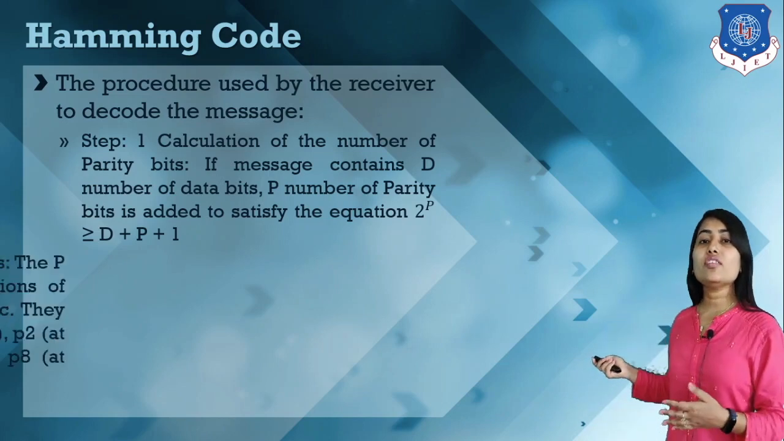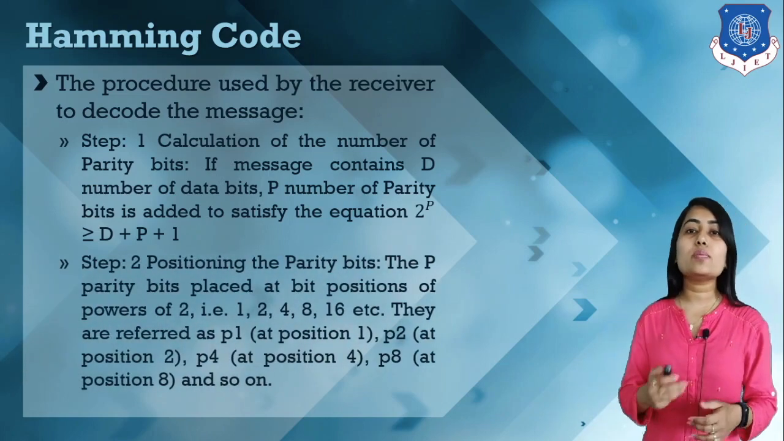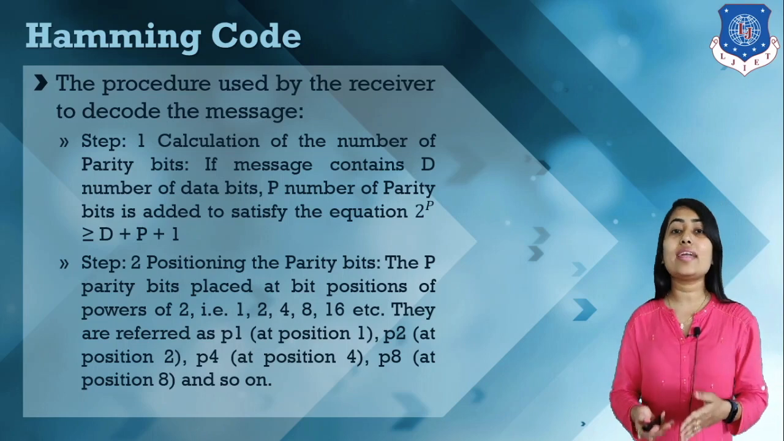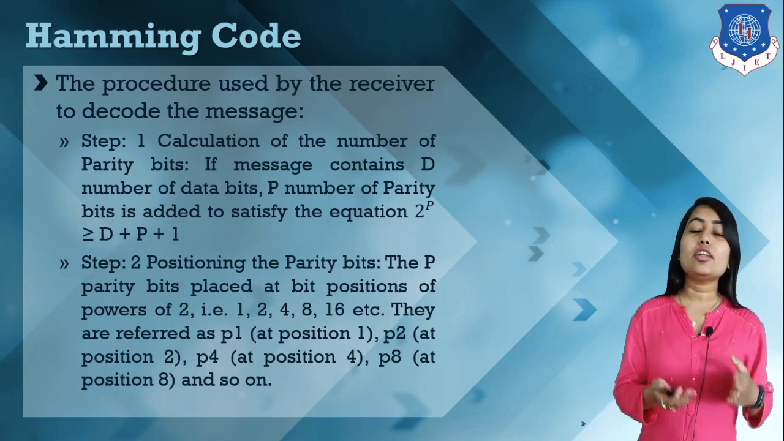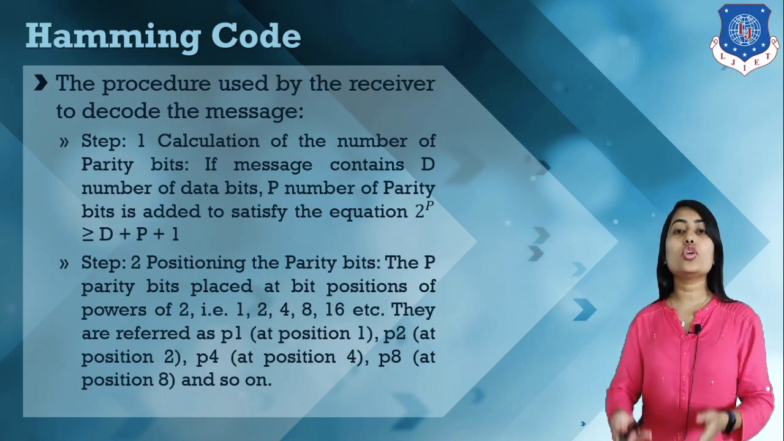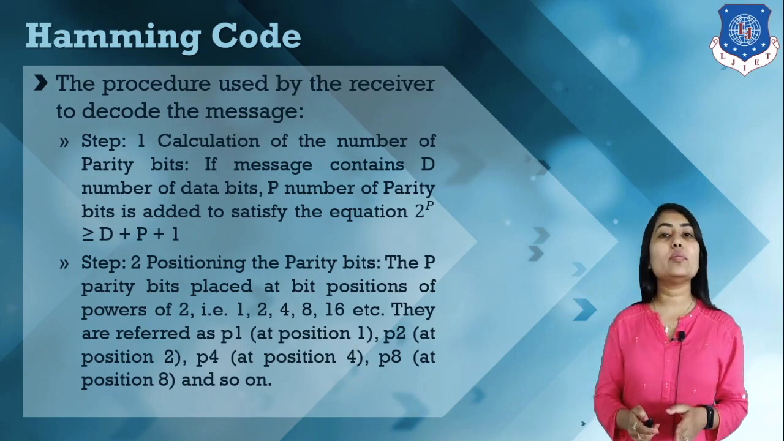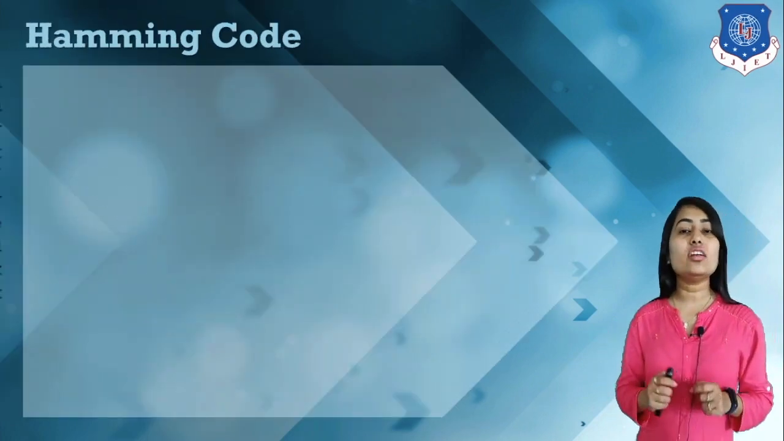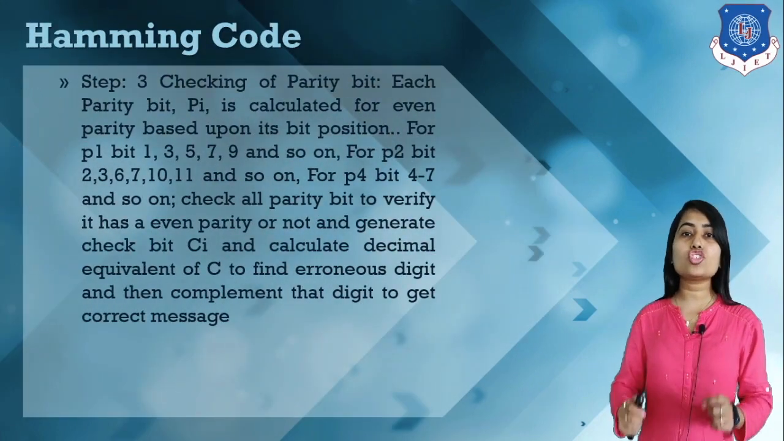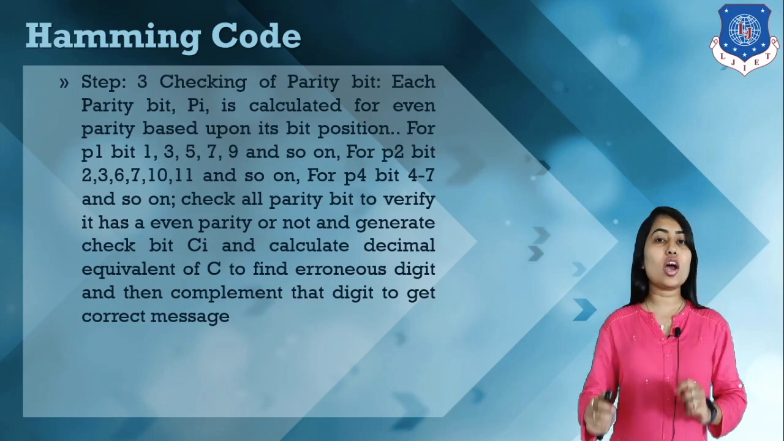Then we have to check at which locations parity bits are included. We know that parity bits are included at power of 2 positions, that means at the first, second, fourth, and eighth locations. Then we have to check whether any error occurred or not. We have to check the values of the parity bits. So how can we check?